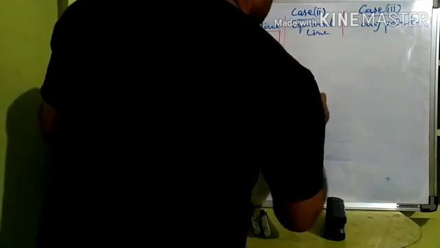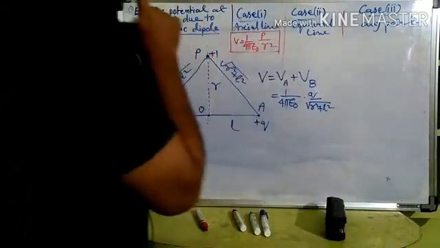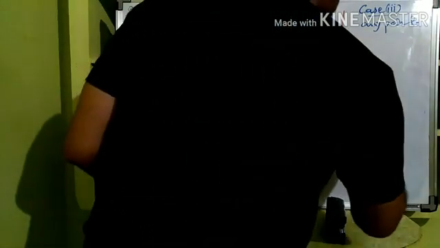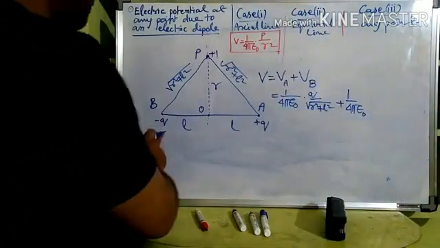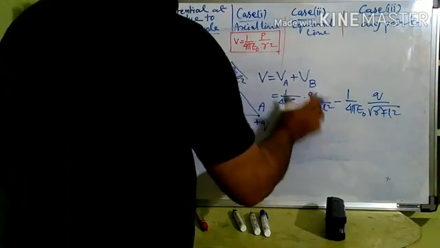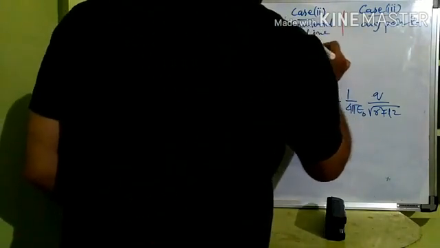Now put here VA is equal to 1 by 4 pi epsilon naught due to A, Q by root under R square plus L square. Right? Now plus due to B, VB is 1 by 4 pi epsilon naught, minus Q into plus 1, so it's minus Q by the same root under R square plus L square. Now since this is minus, VA and VB are equal in this case, so same minus same, this is equal to 0.